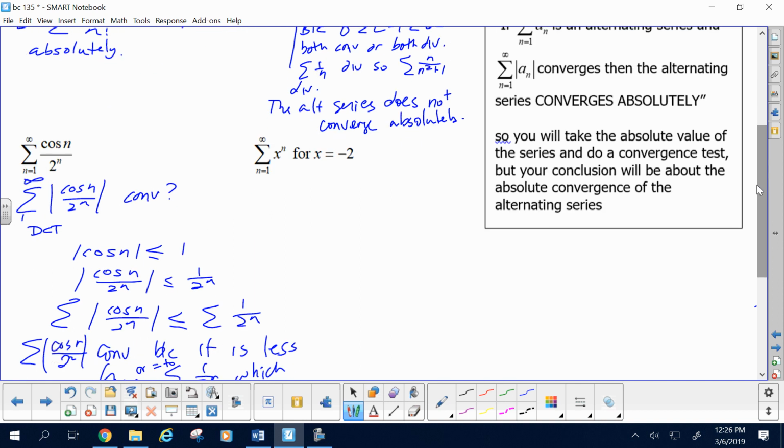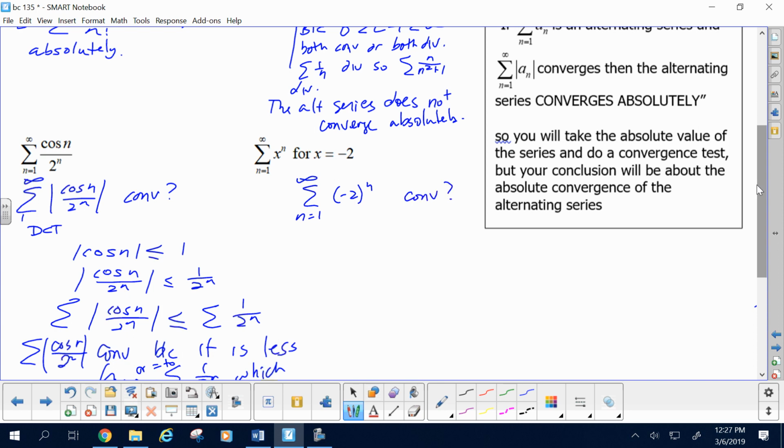Okay. And then I'm trying to give you a little flavor for power series here, okay? What if you have this series, x to the n, with x of negative 2? Does it converge absolutely or not? Well, the first thing you should do is put that in. Negative 2 to the n. Converge.